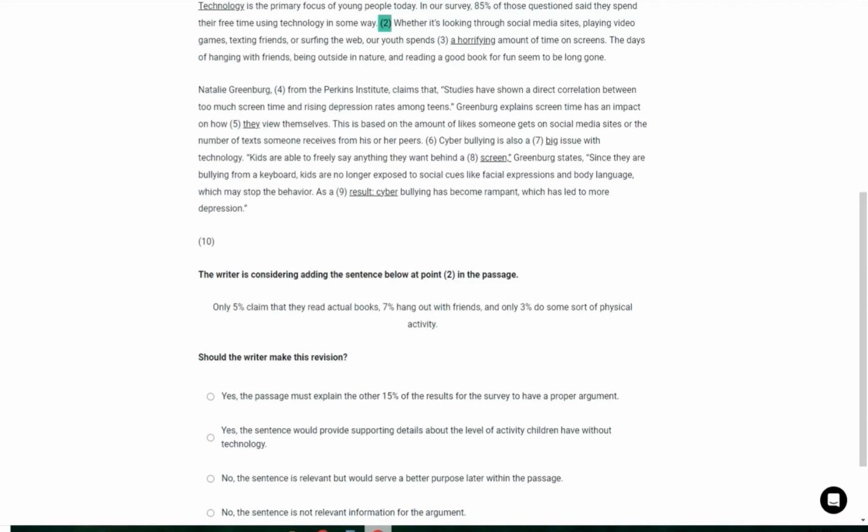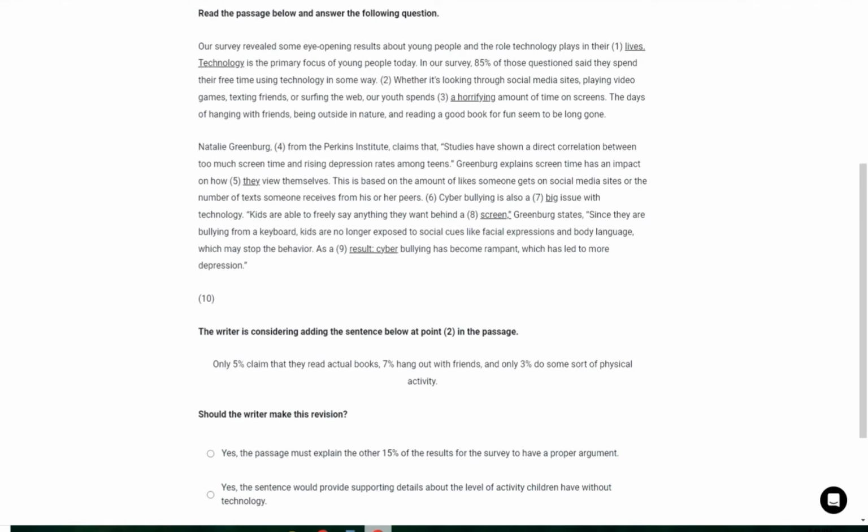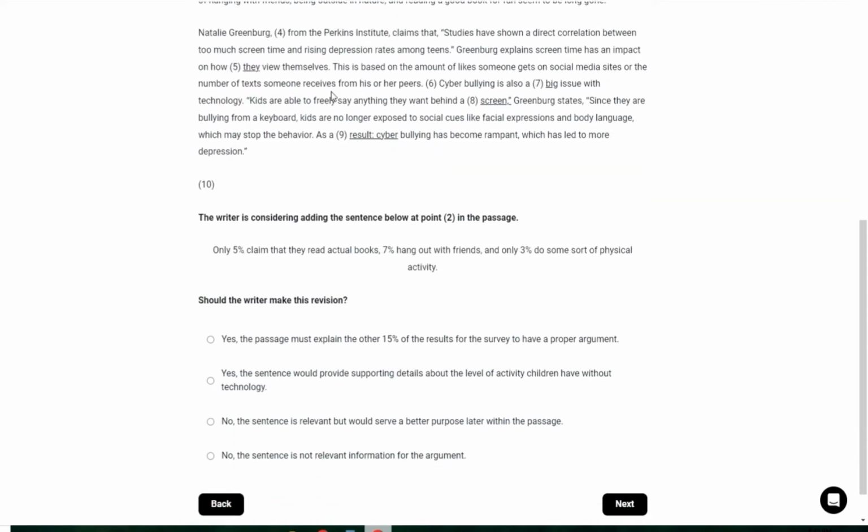We are going to look through each of these questions. We're going to say, okay, do you think we should add this sentence? And ultimately, the answer that you should pick right away is yes, because it's helping to explain the statistic in a greater way and give more supporting details about what this means. Why does it matter that they use a large percent of their free time using technology? And so that helps clear out 3 and 4.